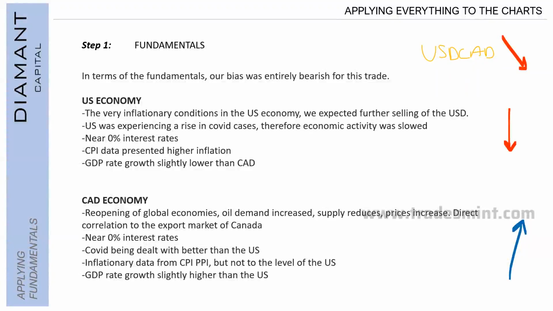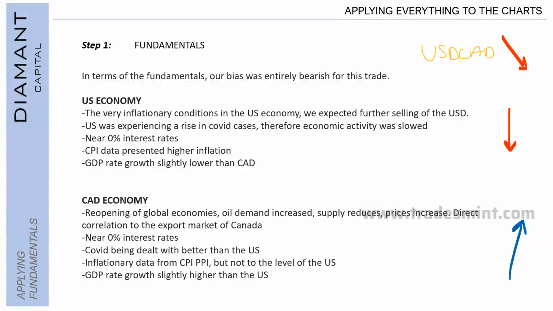Next, the US was experiencing a rise in COVID cases, therefore economic activity was slowed. Of course, businesses could not function as normal, and consumers will not be spending as much. There were also 0% interest rates, which means you're in very inflationary conditions, as we already explained. The banks want people to increase economic stimulation by taking loans and everything like that. But this is what happens whenever you're in a crisis. Then the CPI data presented higher inflation, and the GDP rate growth was slightly lower than CAD.